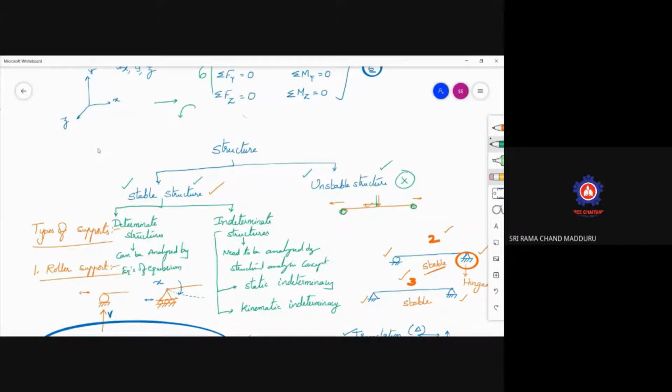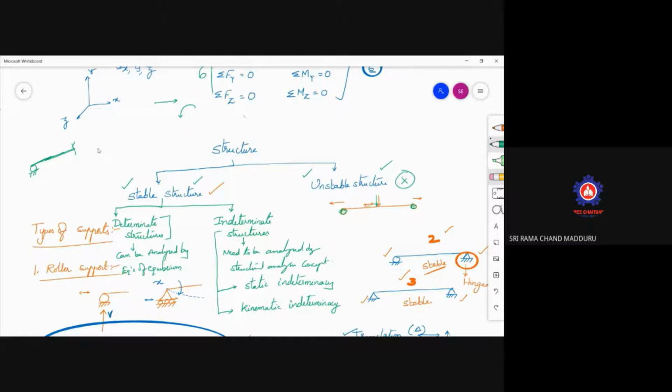These stable structures, once again, you have to understand, is it a determinate structure or indeterminate? Determinate structure means that with the help of equations of equilibrium, you can solve the problem. First of all, a structure is a group of elements combined together. If I consider this as a beam, this beam is supported with different types of supports.